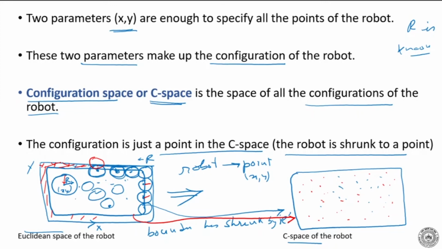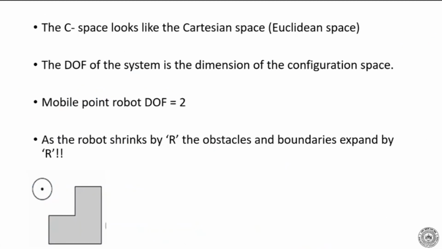Now please note that the Cartesian space, which is shown on the left, or Euclidean space, is different from C space. They look the same, because this also looks like there is x here and y there. So they look the same, but they are not. The C space looks like Cartesian space or Euclidean space. Now the degree of freedom, these are terms, so let's go slowly. The degree of freedom of the system is the dimension of the configuration space. So for a mobile point robot, the degree of freedom is 2 because there is only x and y. And that is why we said that it is not rotating, it is only translating.